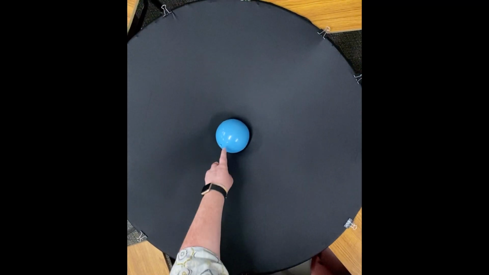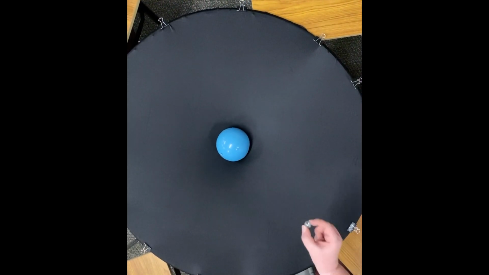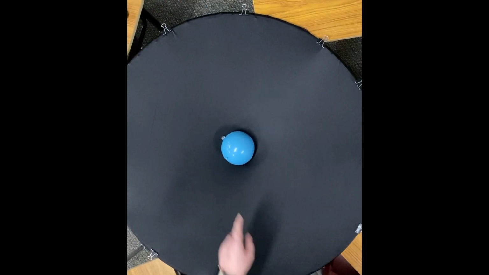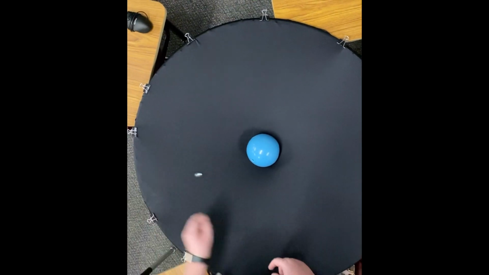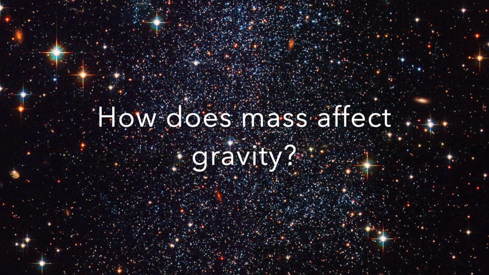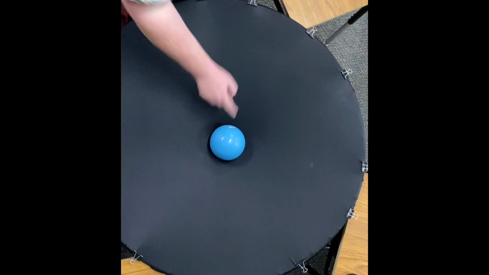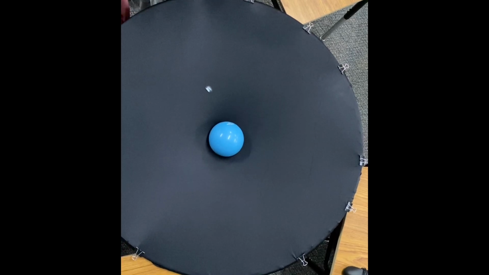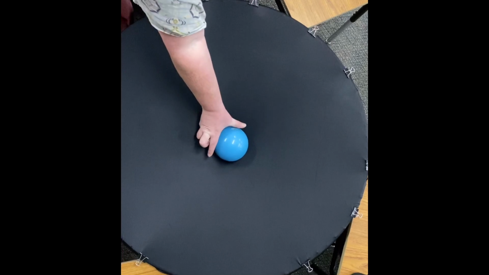Here in the middle, we have an object with a larger mass, and out here, we've got an object with a smaller mass. If you watch what happens, the object with the larger mass uses its gravitational pull to pull the smaller object in toward it. So here we have that same object with that larger mass, and the smaller mass is pulled toward it. So this larger mass has a greater gravitational pull.